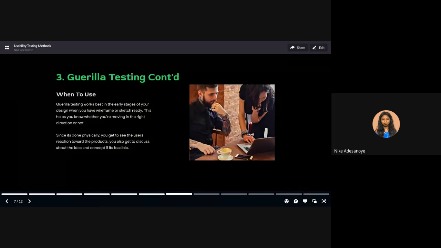So we try as much as possible, when conducting gorilla testing, to watch how all these users are feeling and how they are reacting to the product.